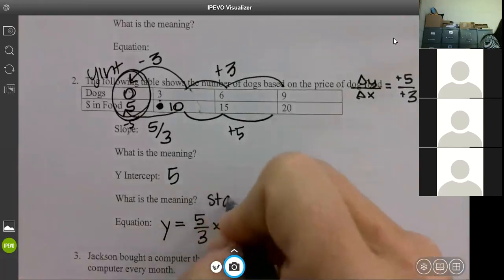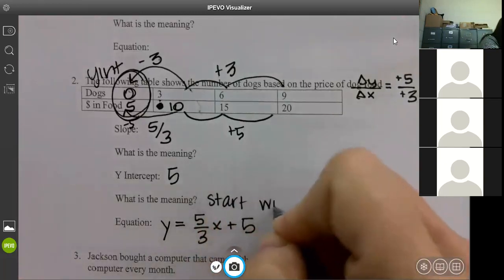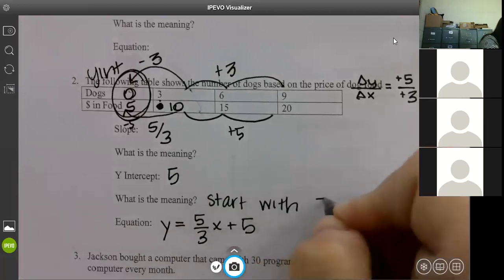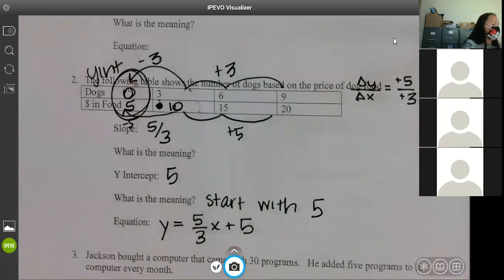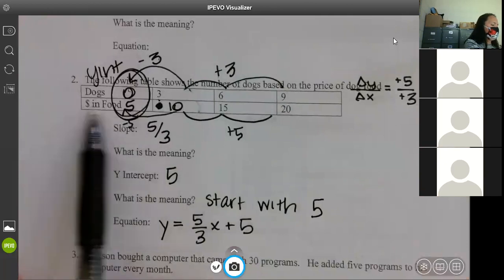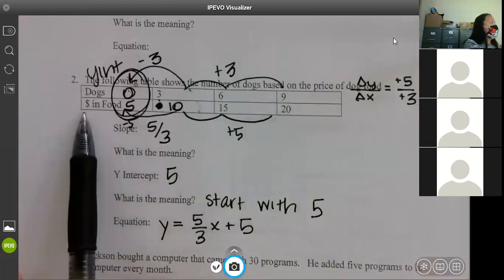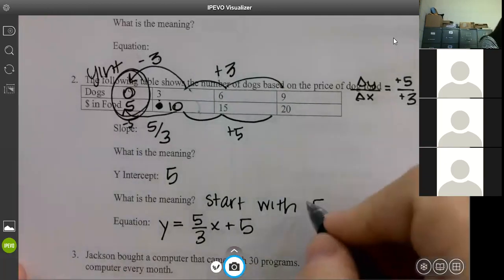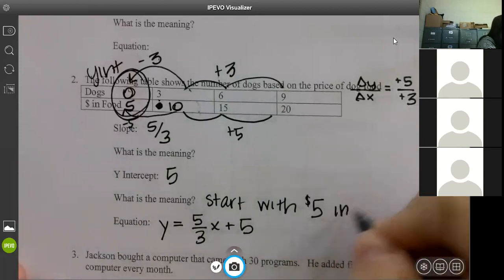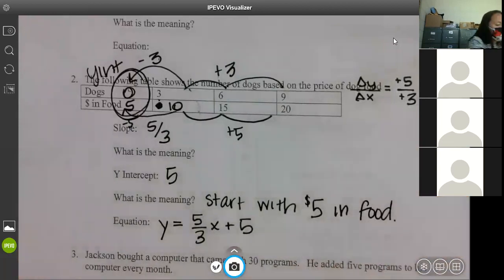We start with 5, but put it in context of the problem. What was 5? What row was it in? Dollars in food. $5 in food. I'm okay if you just put 5, starts with $5, okay?